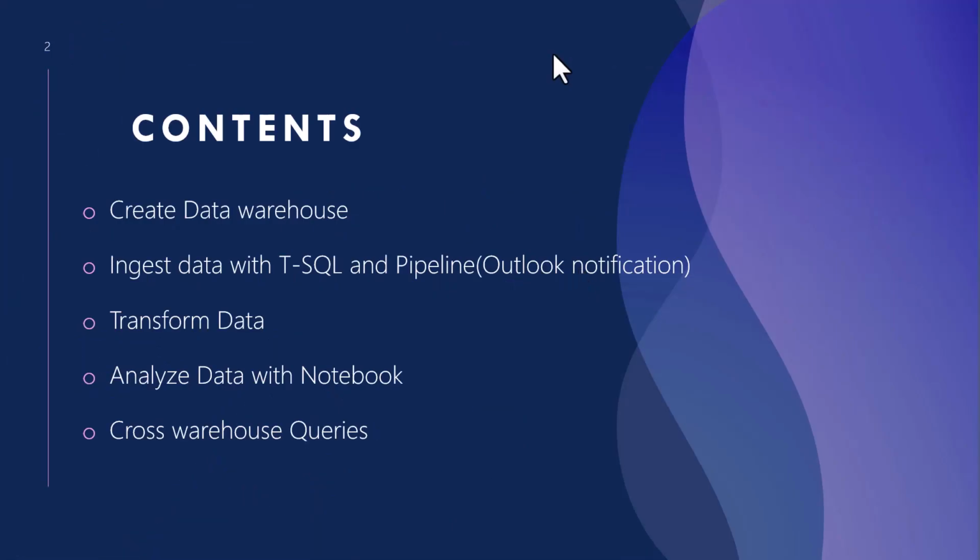For the warehouse, we are also going to ingest data with T-SQL and pipeline. But in our pipeline, we are also going to design a pipeline where you get a notification in your Outlook email or even on your Teams. Then we are going to transform our data using visual query and analyze it in a notebook. And lastly, we are going to show how to do a cross warehouse query. What do I mean by cross warehouse query? That is when you are querying datasets from separate warehouses.